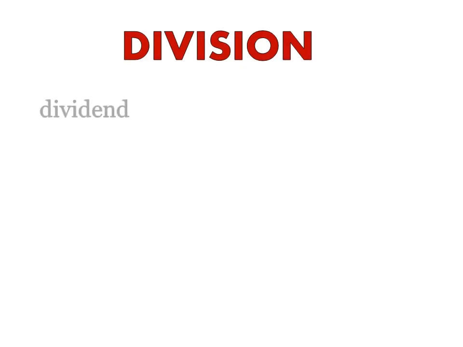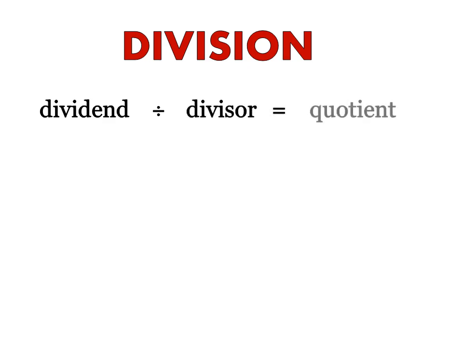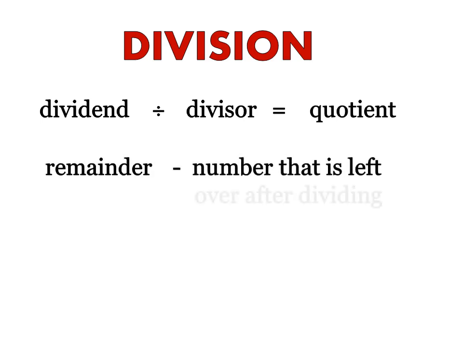After multiplication, we are going to start with division. First, let's do the terms. Dividend, the number that is being divided, divided by divisor, the number that is dividing, is equal to the answer, which is called quotient. There is one more term in division, the remainder, which is the number that is left over after you finish dividing the dividend by the divisor.